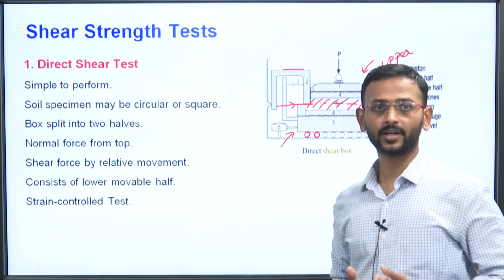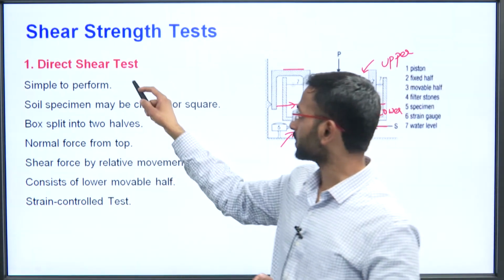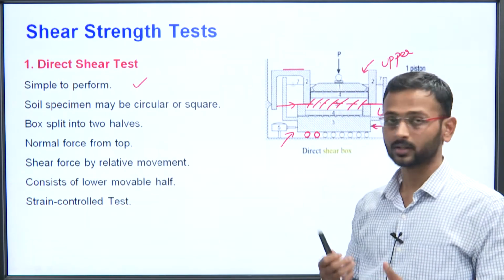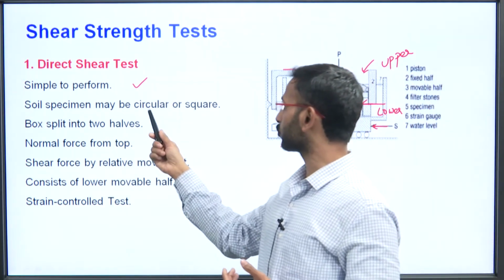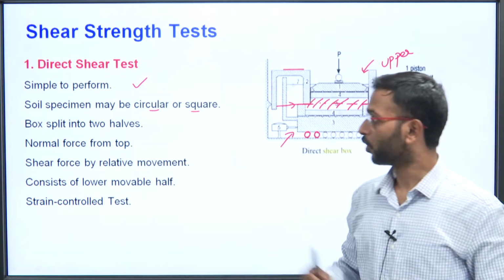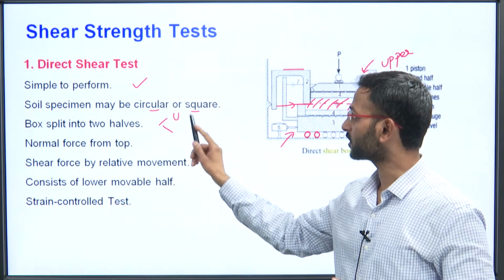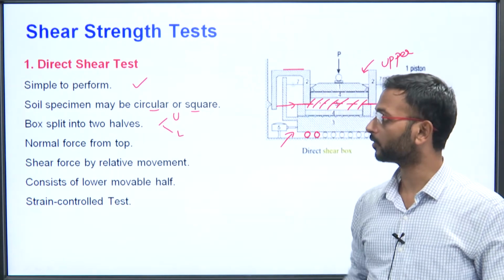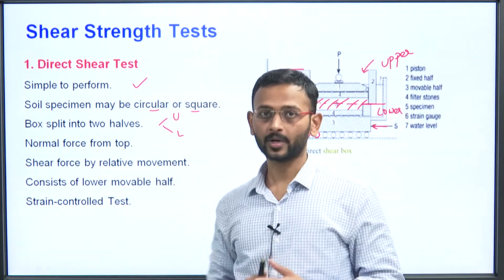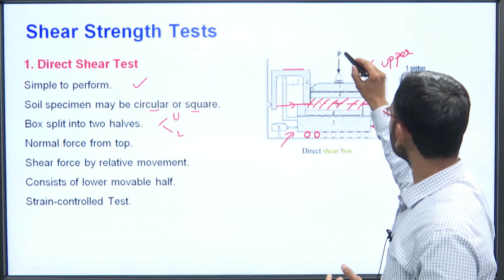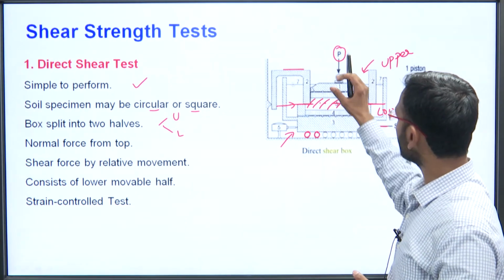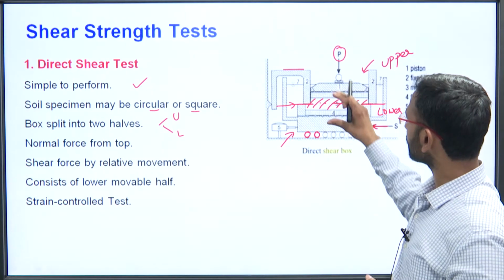Now what are the advantages of this? We can see that it is simple to perform first of all, and the soil specimen can be circular or square also. The box is split into two halves, which I have already told you, the upper half is fixed and the lower half is movable. Also the normal force is applied from top. You can see this P force here, this force is applied from the top on this sample.